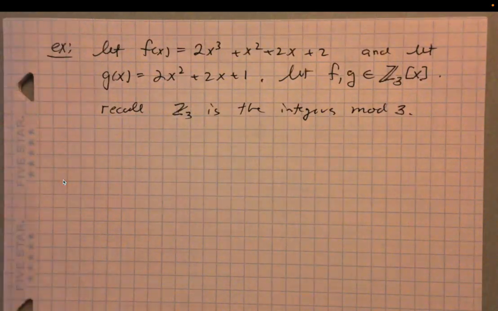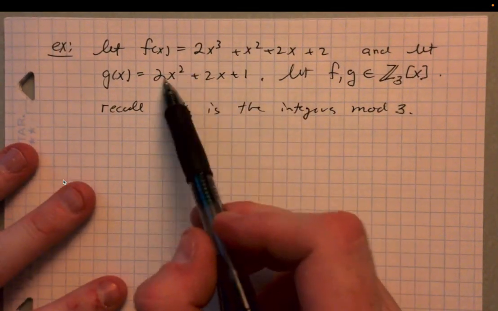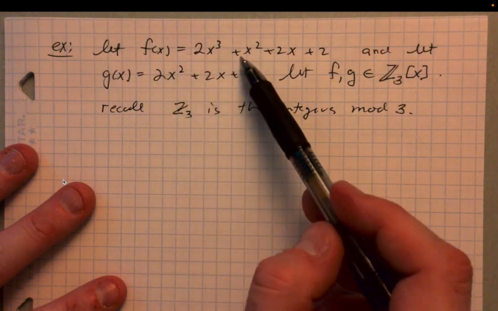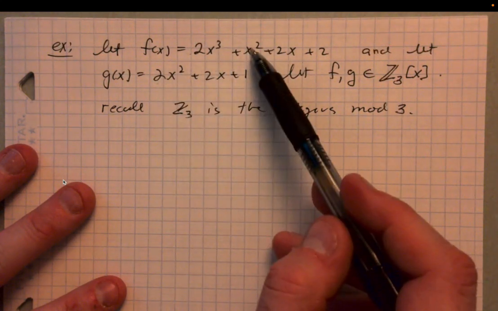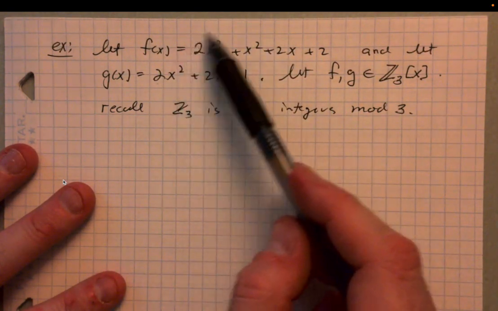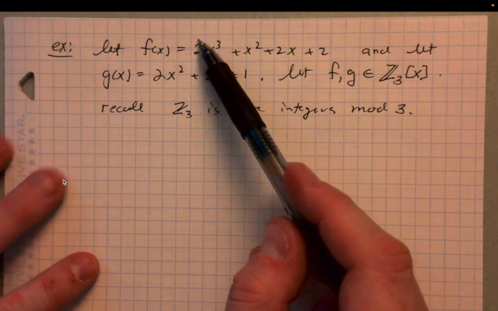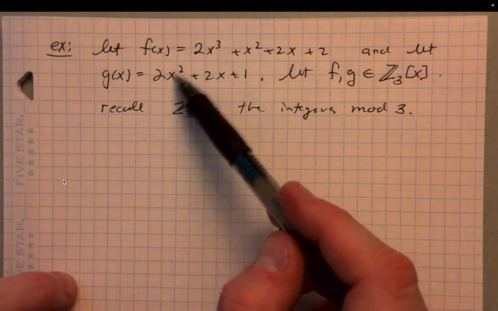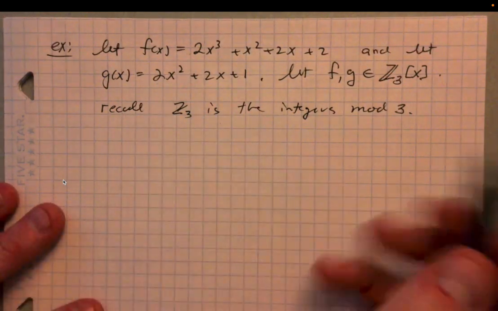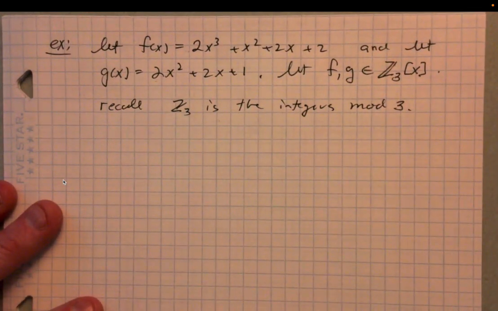Z3 is the integers mod 3. So that means what we have to do here is, if we were to add 2x squared and x squared, we would get 3x squared, but 3x squared is 0 mod 3. So we'd have to look at the least residue for all of the coefficients at all times whenever we're combining these things. It just adds a somewhat more interesting element to it. Okay, so let's write this out. We'll go through the whole process of adding these things together.